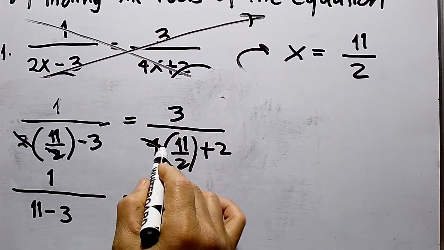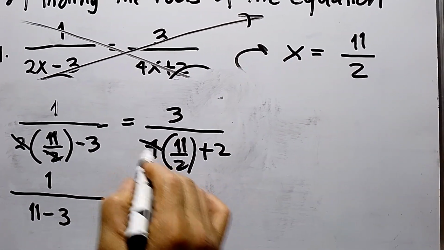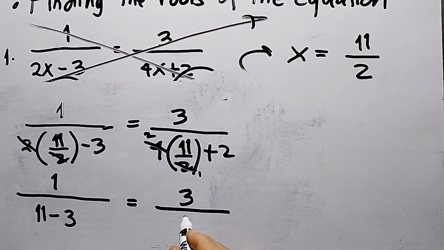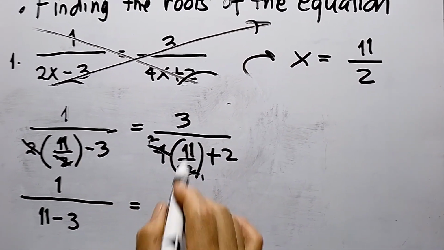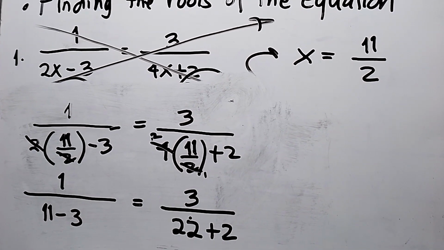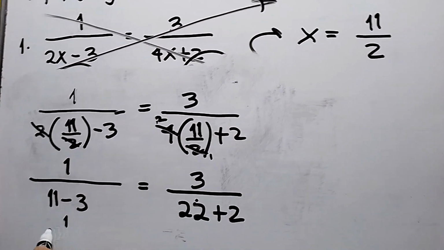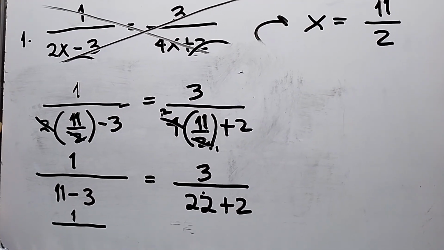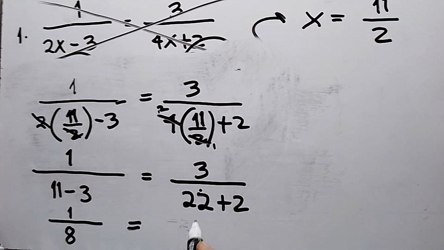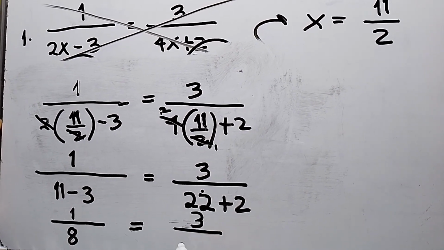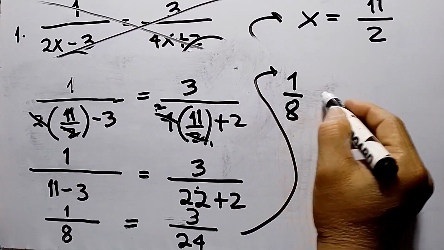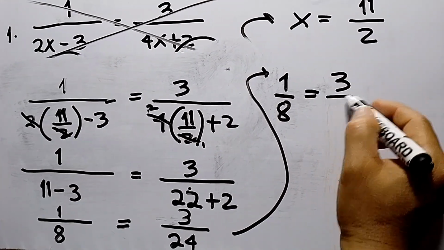So this is reduced by dividing by 2. This is 2 and then this is 1. So I have now 2 times 11 is 22 plus 2. Now this is 1 over, what is 11 minus 3? 8, right? Is equal to, this one is 3 over 24. So this will be 1/8 is equal to 3 over 24.